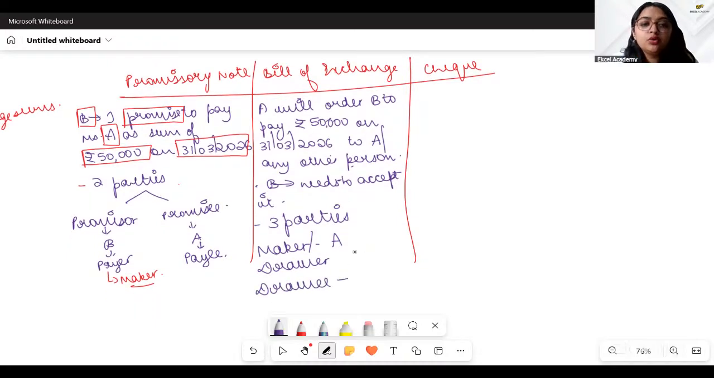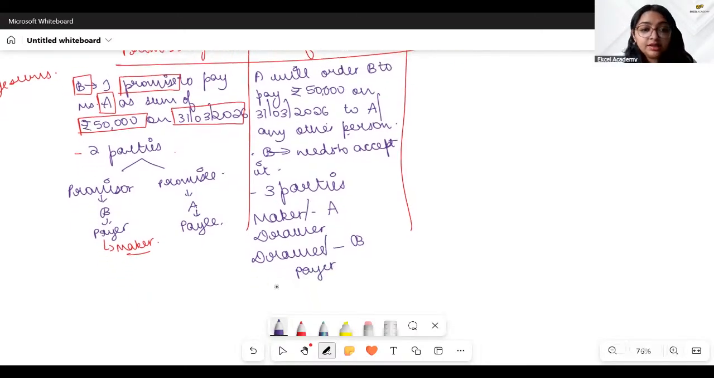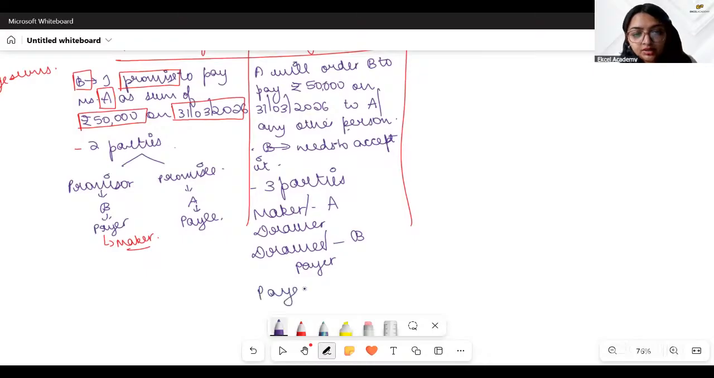Then you have the drawee. Who is the drawee here? Drawee is B, who will also be the payer, because B will be the one paying. And then you will have the payee, which can be the maker itself, that is A, or any other person.